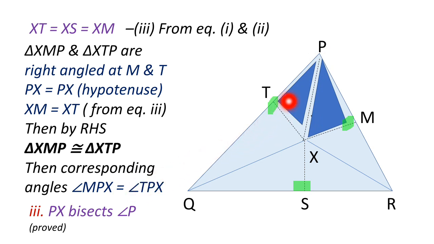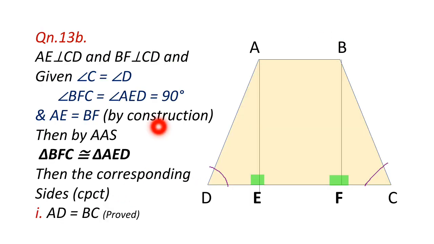If we take this one as x and this one as x, then x plus x is 2x. So 2x is divided into two equal parts, x and x, by this line PX. So we will say directly that PX bisects angle P. So it is proved. Now see, this one is question number 13b.